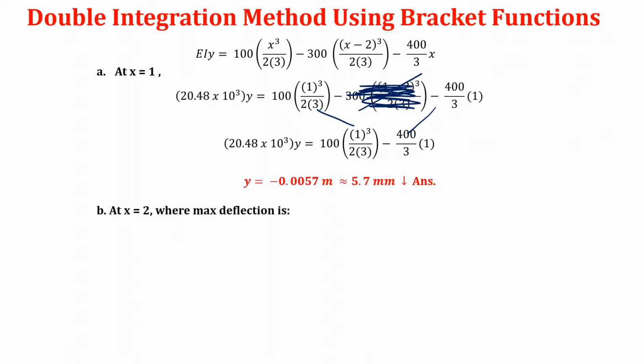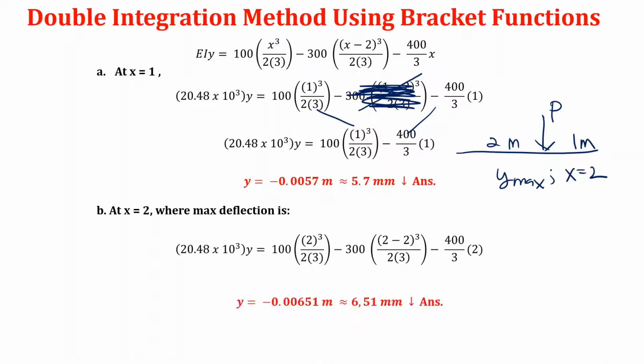So, the next question, what is the maximum deflection? So, ang maximum deflection is when x is 2. Kasi diri man tong load, 2 meters man niya, 1 meter na siya. So, y max is when x is 2. So, substitute lang. Then, solve for y. So, y is negative 0.00651 meter or 6.51 millimeters pababa. Okay? Okay, so that's it. That's how we solve for the deflection.